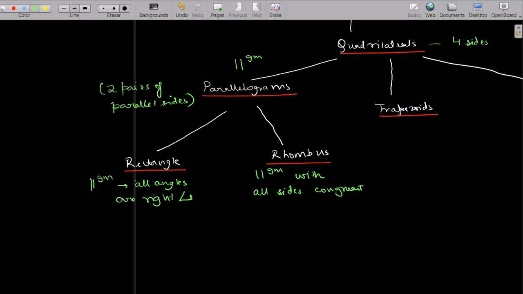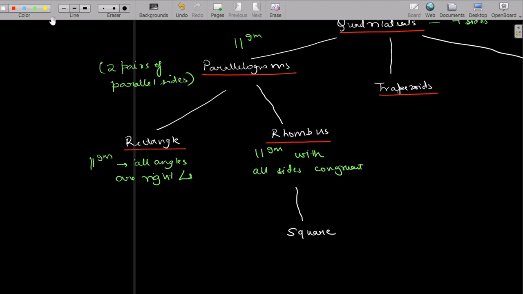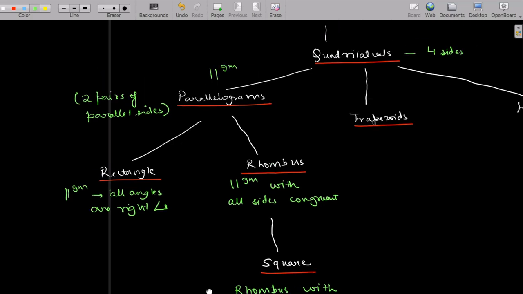Now a square comes under rhombus. A square is a rhombus in which all angles are right angles. So a square is a rhombus with all four angles as right angles. Okay, now you know everything.